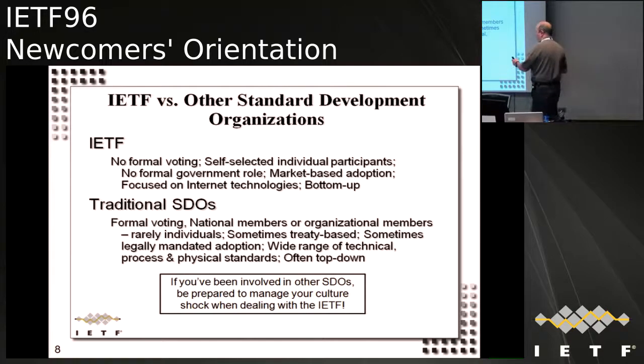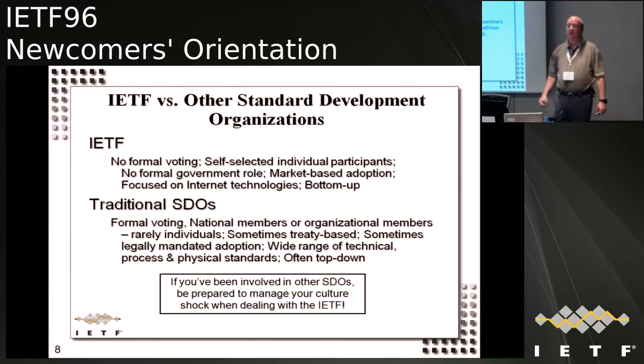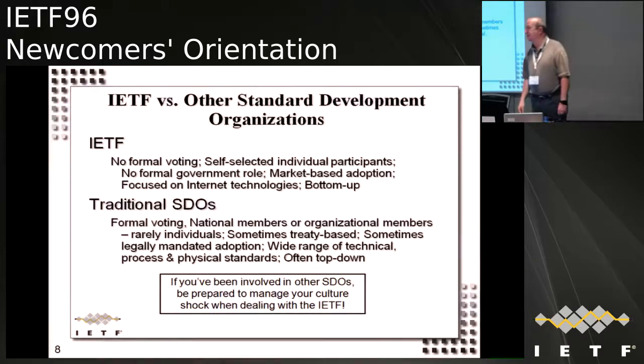Traditional SDOs have formal voting. You're going to be a national member or an organizational member almost exclusively. A good example is ISO, the International Standards Organization. You vote by country, okay? We don't vote. Rarely individuals, treaty-based. Sometimes the standards that you put together in a regular standards development organization are mandated for adoption. You have to use them if you're going to be working with, say, the government or with an international company or something along those lines.